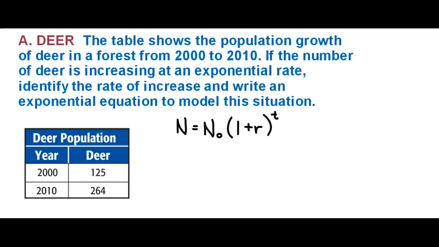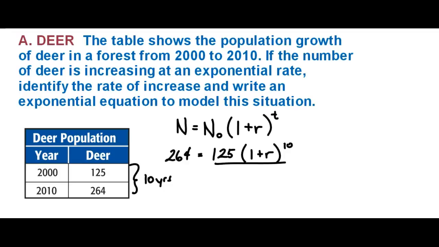And we know that between 10 years, the current population is 264. The original one was 125. We're trying to find that rate, and we know that the time between these two is 10 years. So we're going to go ahead and throw in 10 for t. So now it's just a little bit of algebra to solve for r. We're going to divide both sides by 125.